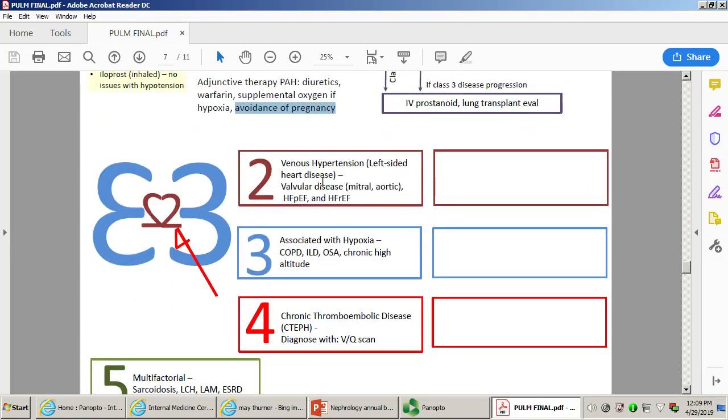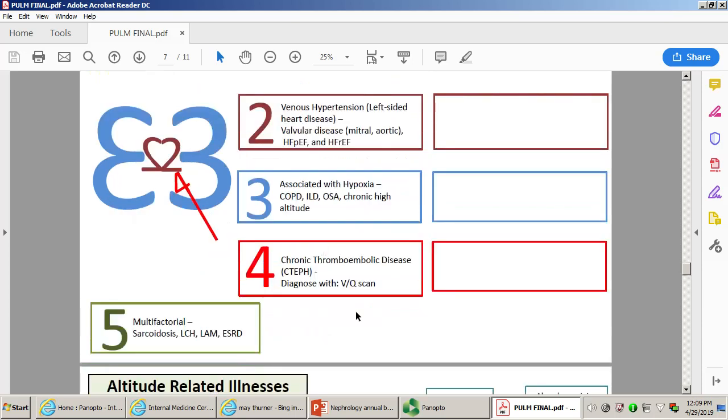So for group 2, this is somebody whose pulmonary hypertension is from their left-sided heart failure. So again, you're not doing a right heart cath. You have evidence of their heart failure on exam. You're going to be just diuresing them and controlling their blood pressure. If somebody has COPD, OSA, ILD, you're going to be optimizing those therapies. You're going to be seeing if they are hypoxic with their COPD and needing oxygen therapy.